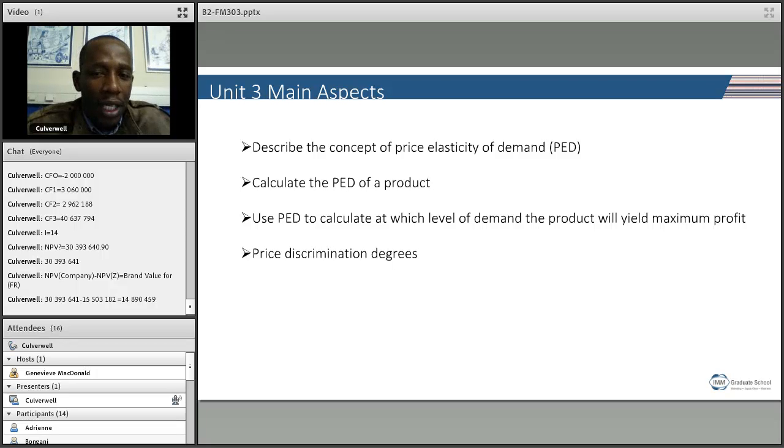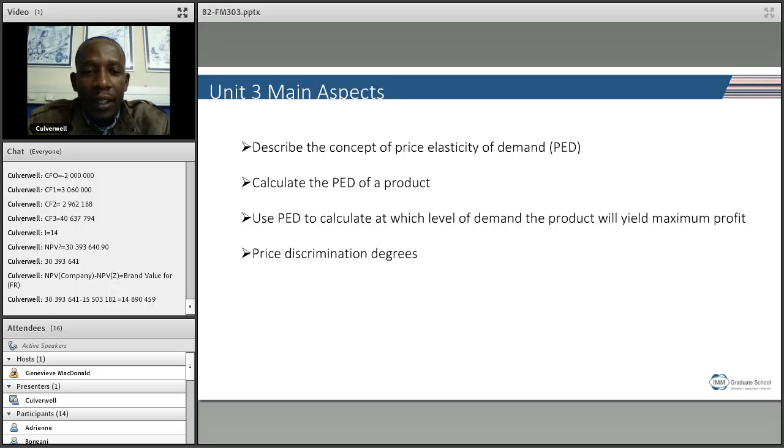If you have calculated your PED and you got a PED that is positive but not less than 1, it goes without saying that product is inelastic. A product with an inelastic demand, it goes without saying you will be having a more than proportionate change in prices that is not translating to change in demand, meaning you will be having a bigger change in prices, which will translate to a smaller change in quantity demanded. So you should be able to do the calculation of your PED.